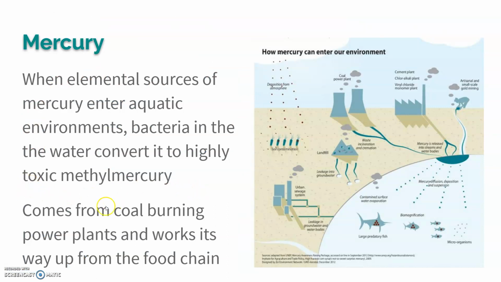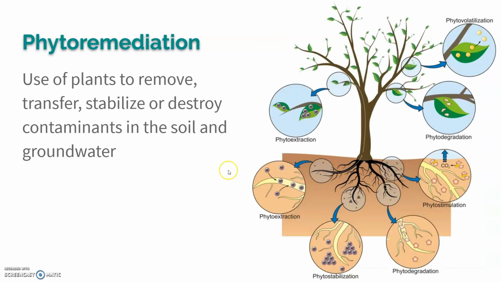Mercury majorly does come from coal burning power plants. That's the most common one, but not to say it's the only one. It's just as far as anthropogenic sources go, it is the biggest one. We can use something called phytoremediation to take these heavy metals out of soil or groundwater. So sometimes we use plants just to transfer it from the soil, and we can then dispose of the leaves that have that heavy metal in it. Other times, depending upon what the thing is, it can also be stabilized or destroyed in some way. But either way, it's use of plants.